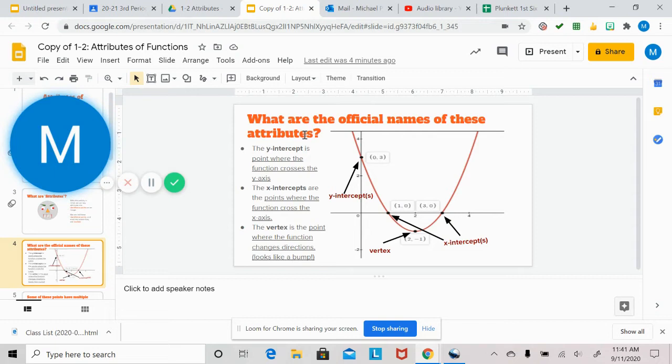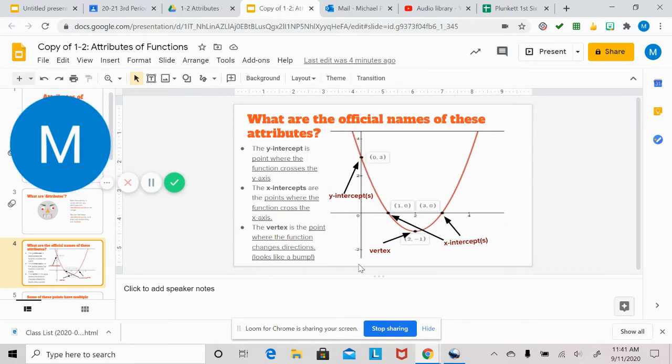So now we're going to talk about attributes in the math sense. These are identifiable points that we look for in all different types of graphs. The first two are the x and y intercepts. They're very, very similar. The only difference is where they cross. When you hear the word intercept, think of crossing paths or crossing over, because that's exactly what's happening here. The y-intercept is where the graph crosses the y-axis.